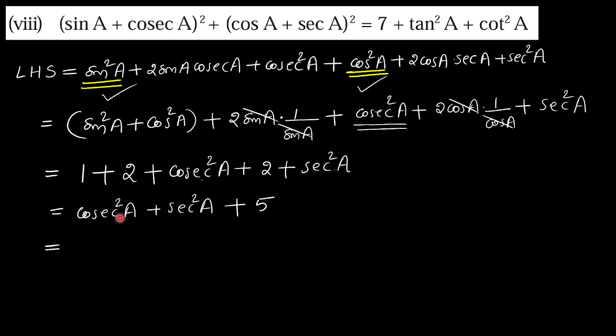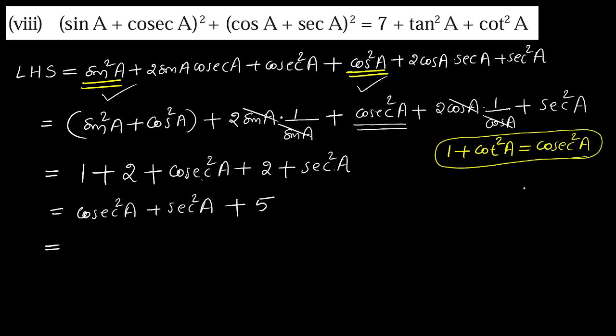We studied one identity in the previous class. You can refer to your notebook if you have any doubt. In the previous class, we studied this identity: 1 plus cot square a equal to cosec square a. If you have any doubt, you may refer to the previous class notes. And this one also we studied in the previous class: 1 plus tan square a equal to sec square a.